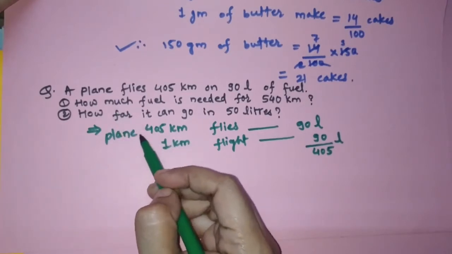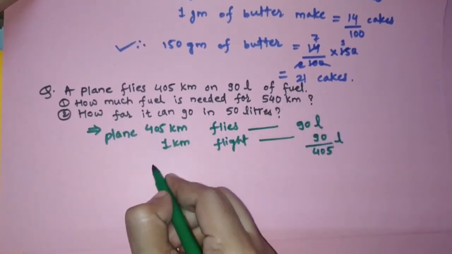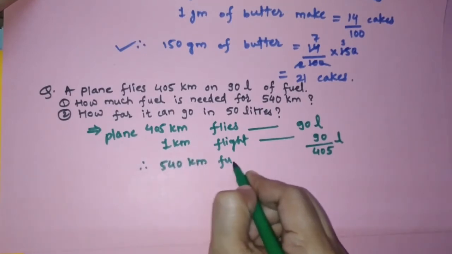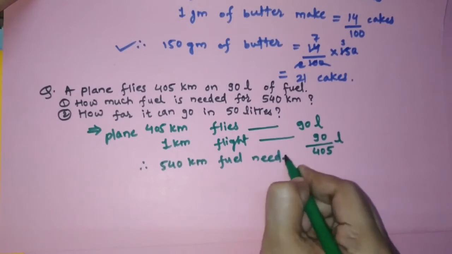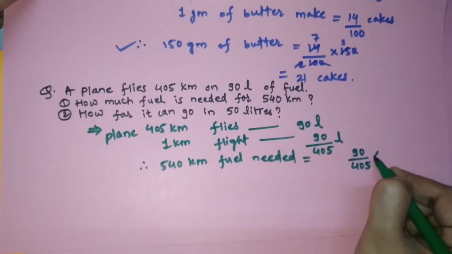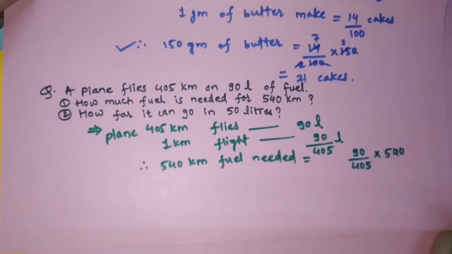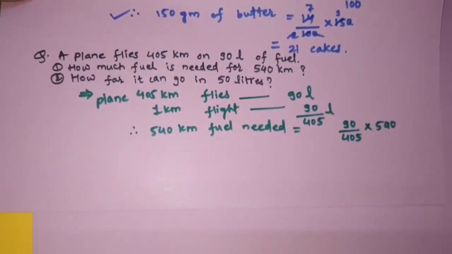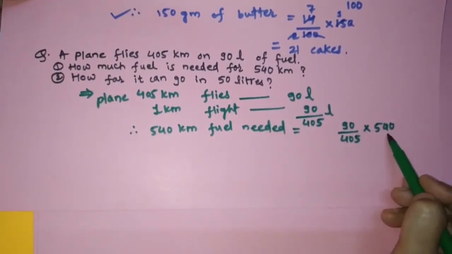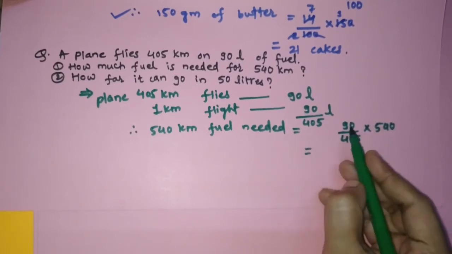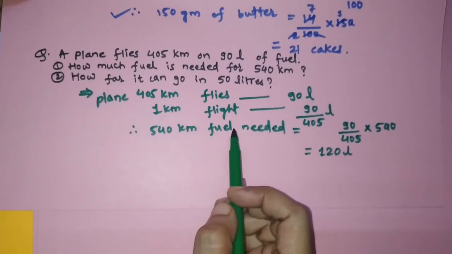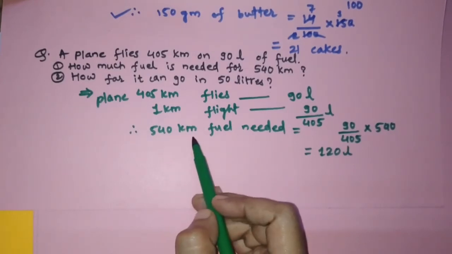So we need to find out for 540 kilometer. Therefore for a 540 kilometer flight, fuel needed is equal to, we can go for friends, 90 upon 405 multiplied by 540 here. And if you calculate it, you will get 120 liter. So this is the 120 liter of fuel you need for covering a distance of 540 kilometer.